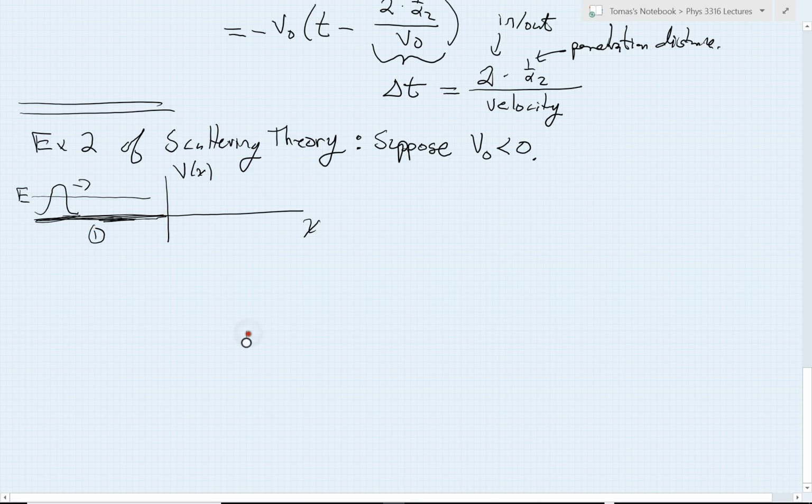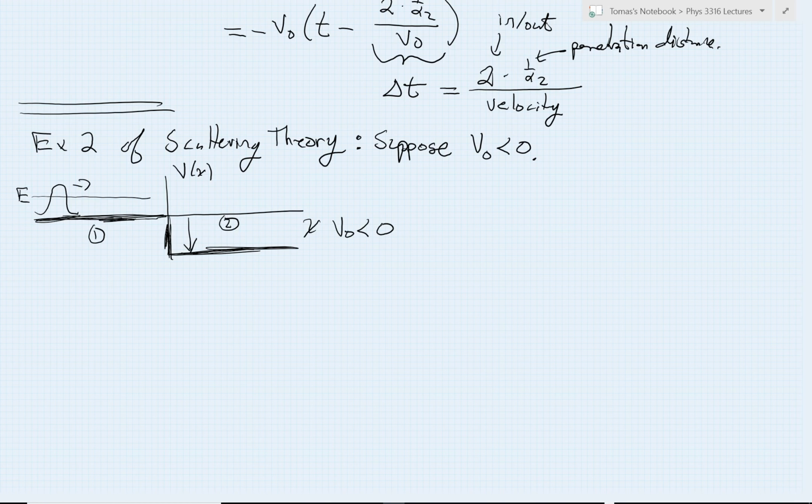But now in region 2, instead of being a positive upward step in potential, we are going to make it a downward negative step in potential, like so. And this distance will be V naught, but remember V naught is now a negative number. Now, you know how we're going to set up this problem, right?